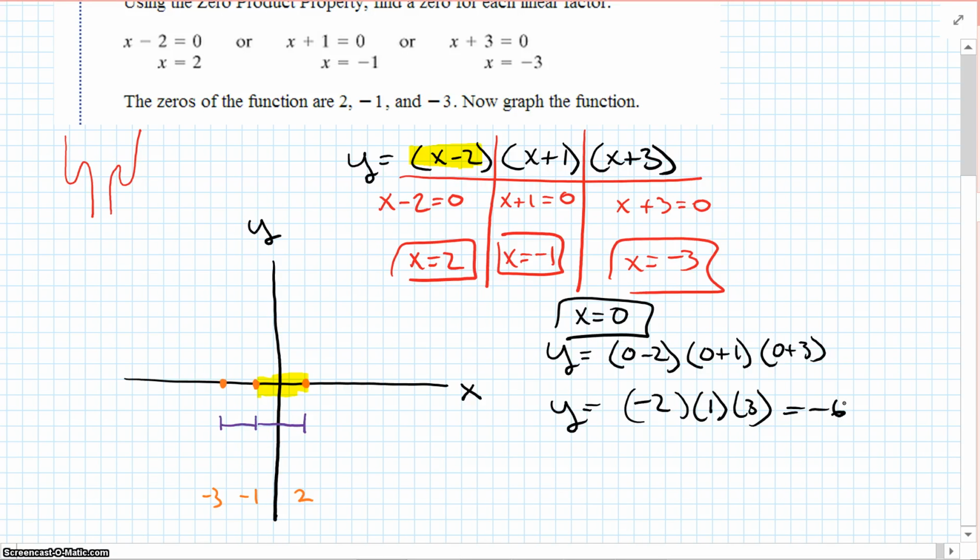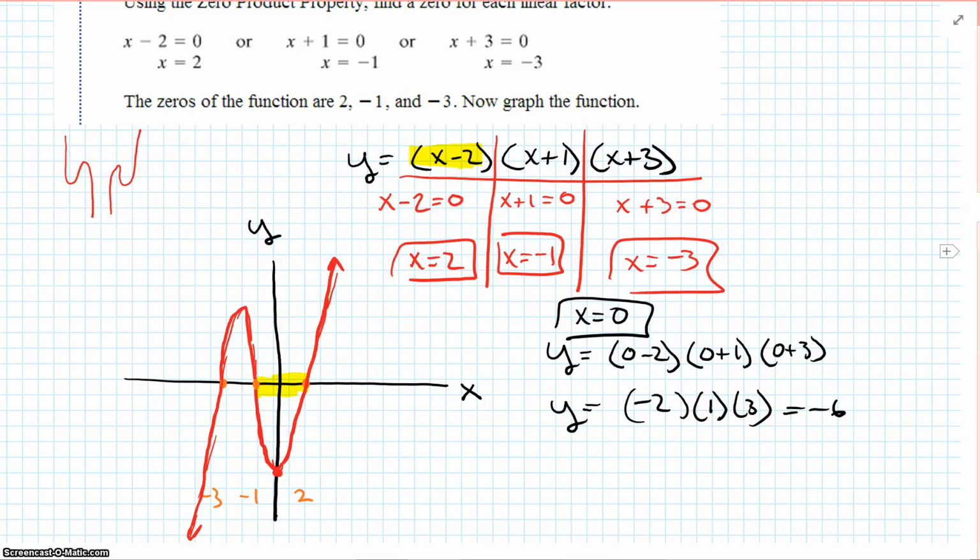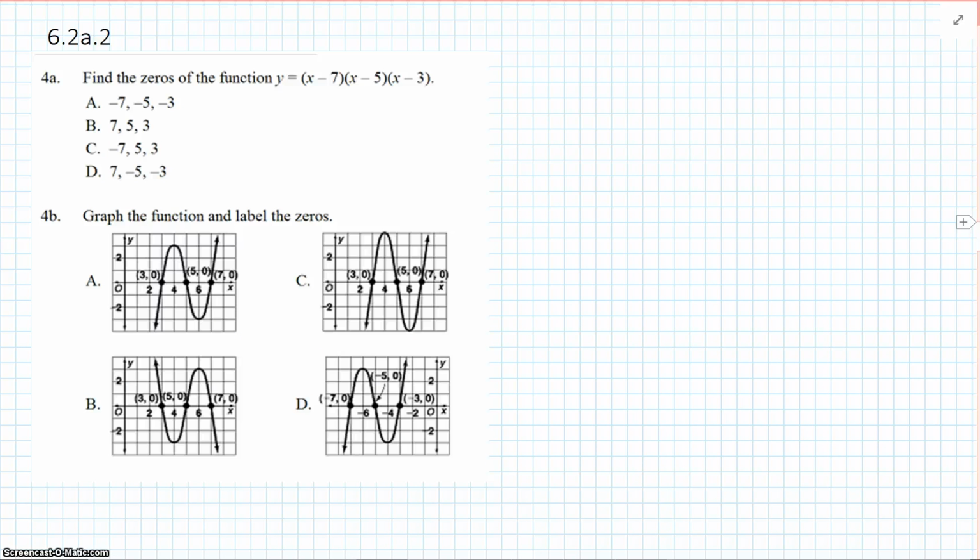So when x is 0, y is negative 6. Okay, so there we go. So we know we have a graph that looks like this. And again, we don't know if that's the maximum or the minimum, but we do know it's going to have a curve that looks like this. And with a graphing calculator, we could do that a little bit more exactly, and plug and chug and find the relative maximum and the relative minimum. But the main thing is I want to understand the point to find the zeros.